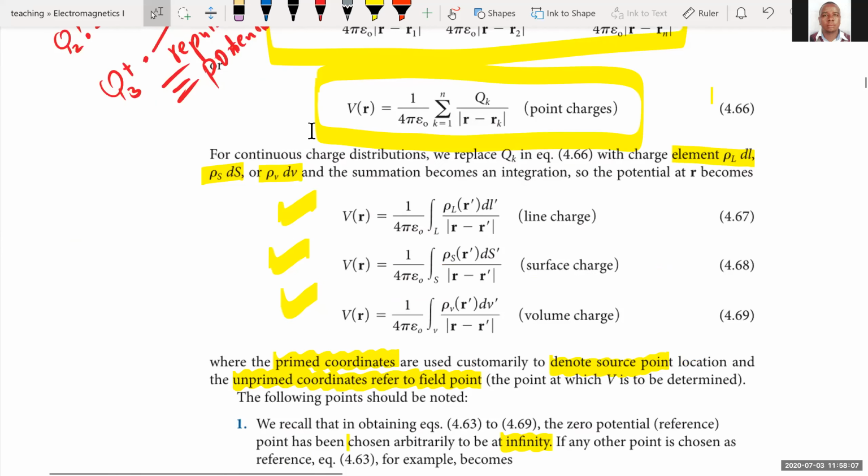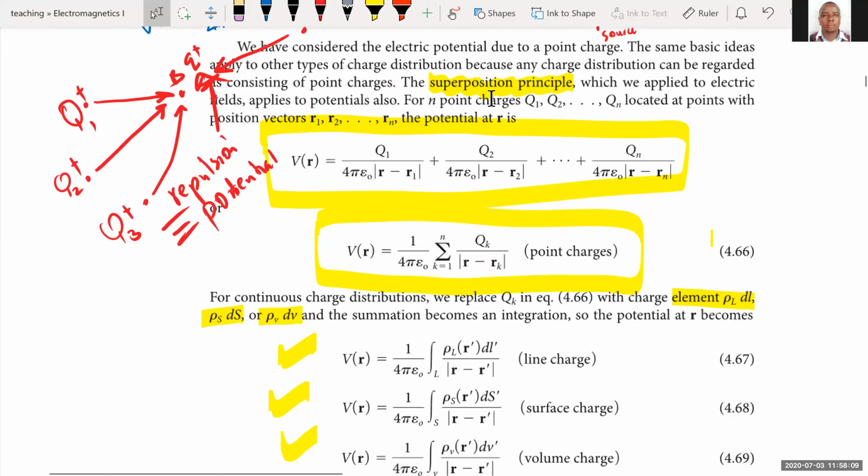And now, so you have considered assuming you had many charges. Now, consider that we have continuous charge distributions. That is, you have a line charge like the one I mentioned, you have an infinite line, infinite surface, or a finite sphere. What will happen?